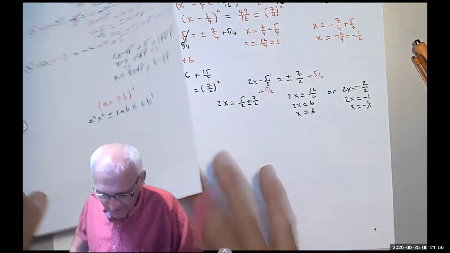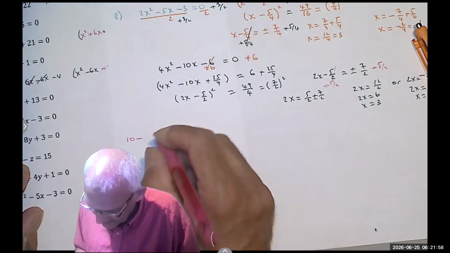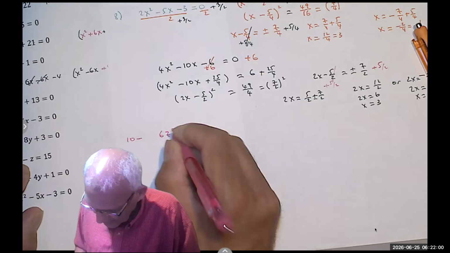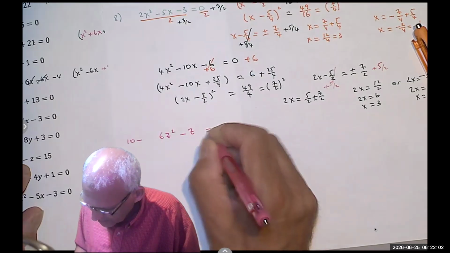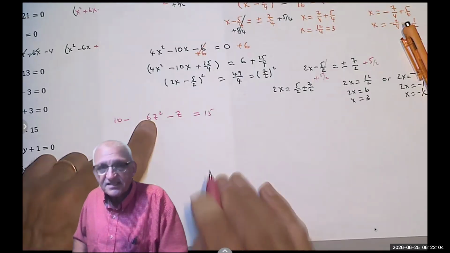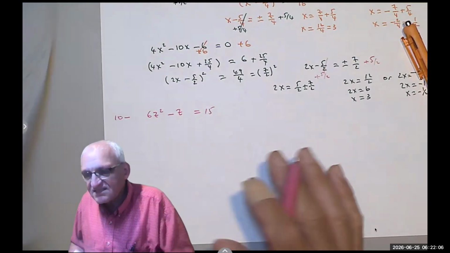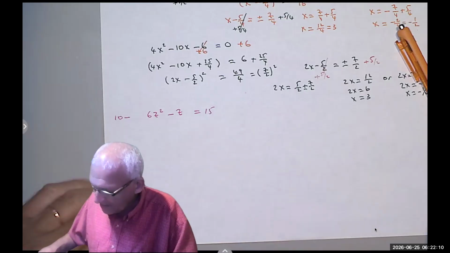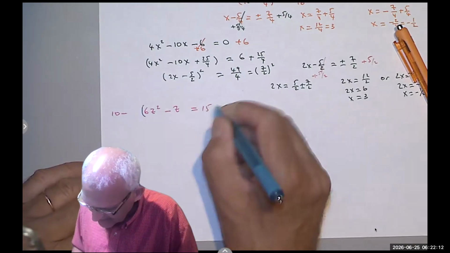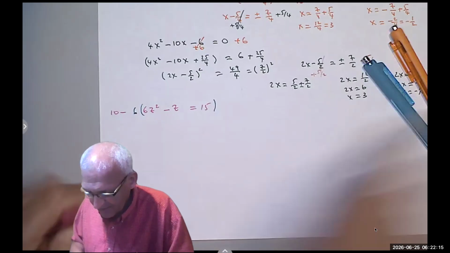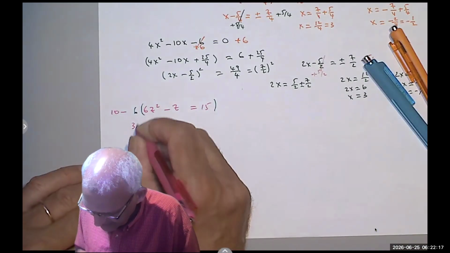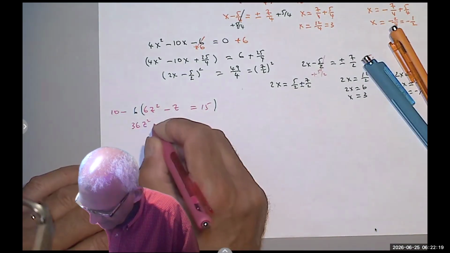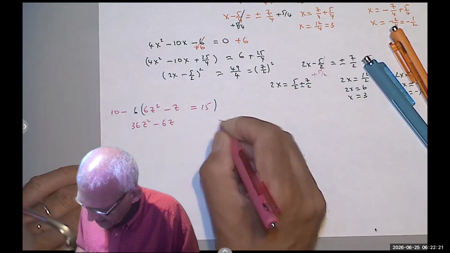Number 10 says 6z squared minus z equals 15. 6 is not a perfect square. 6 is 3 times 2, so I don't even have anything. I have to multiply the whole equation by 6 if I want to use the second method, and I get 36z squared minus 6z equals 90.